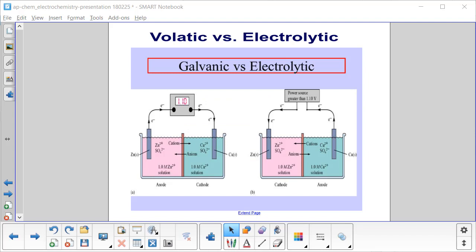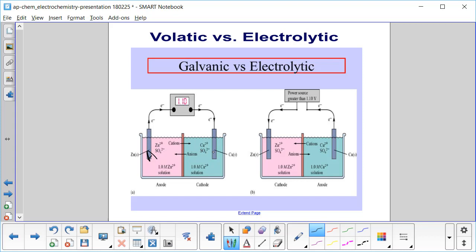So on the left, we have the spontaneous oxidation reduction happening, and we have an electrochemical cell potential of 1.10 volts. And we see electrons flowing from the zinc to the copper. This is where oxidation is occurring, so this is the anode, and this is the cathode. Electrons flow from anode to cathode, right?